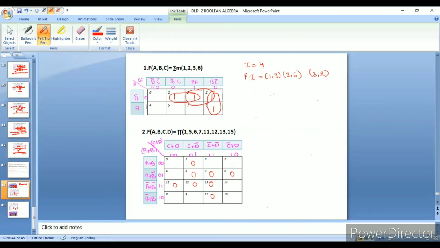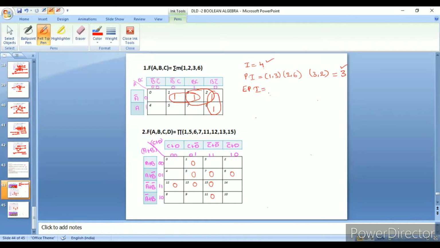Right. So in total, how many prime implicants are there? That means how many groups are there here, whether it is a pair or quad? How many groups are there? 3. So 3 groups are possible. So total prime implicants are nothing but 3. So 3 is the answer. Implicants are 4. Next, essential prime implicants.